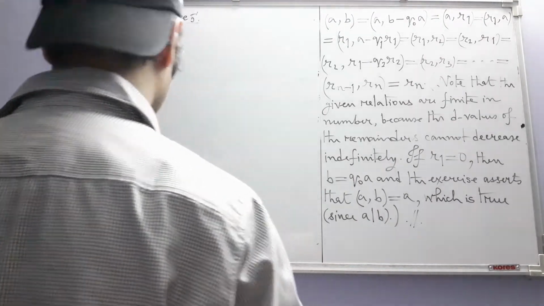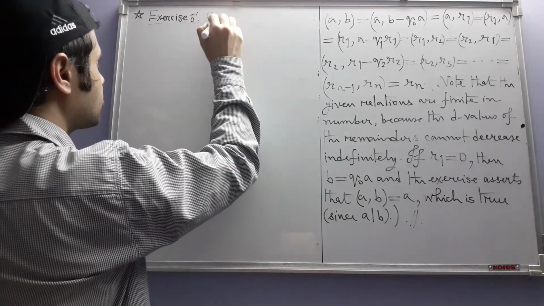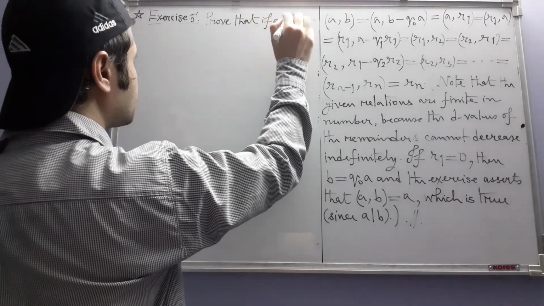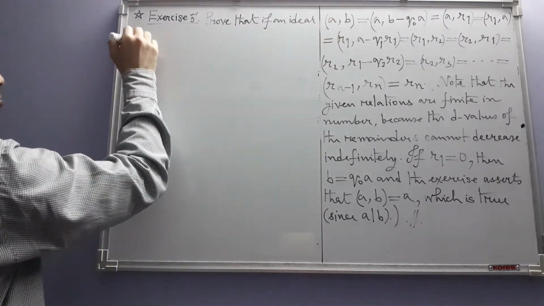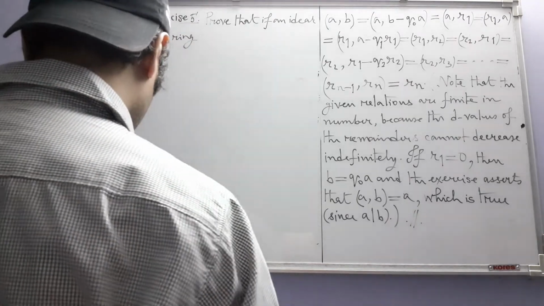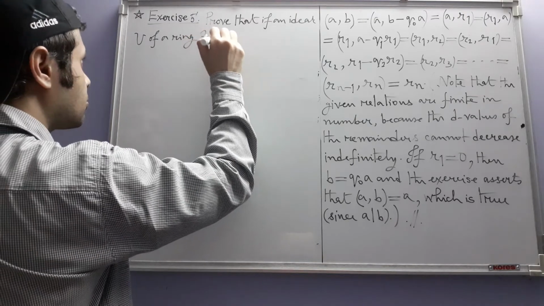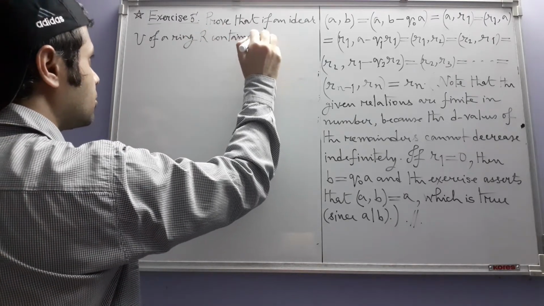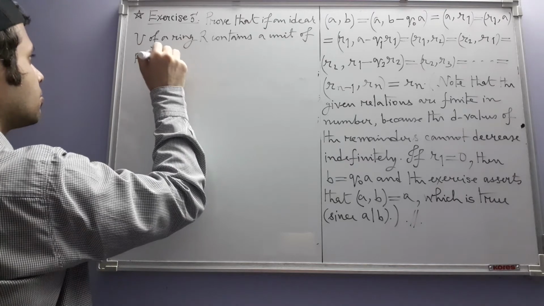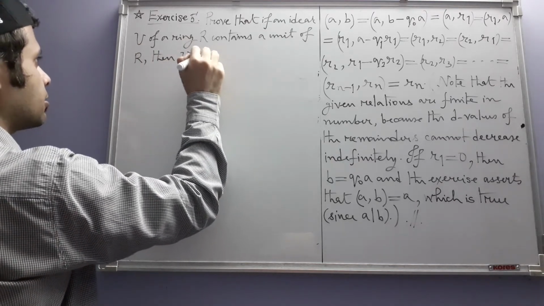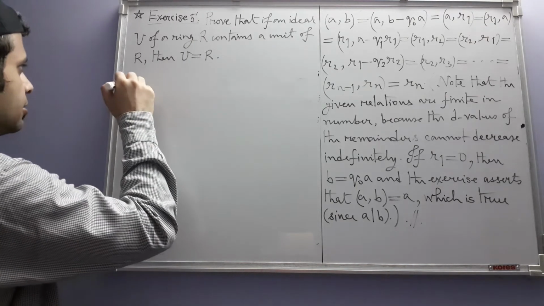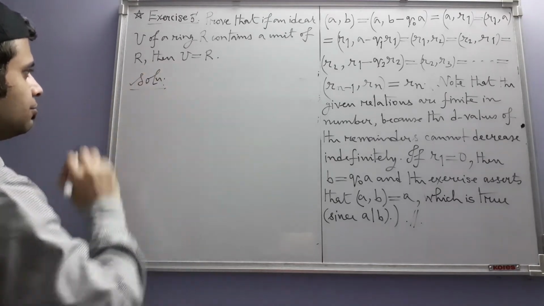Prove that if an ideal U of a ring R contains a unit of R, then U is equal to R. We have used this in the proofs of some of the results in the text, but right now as an exercise we are going to solve this.